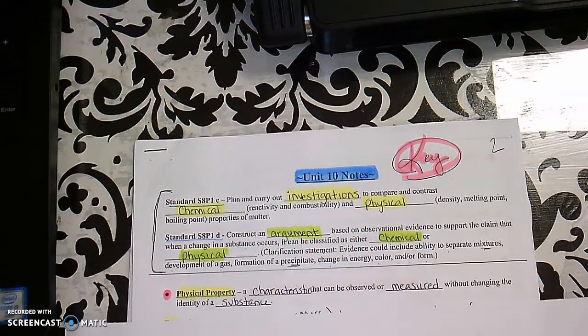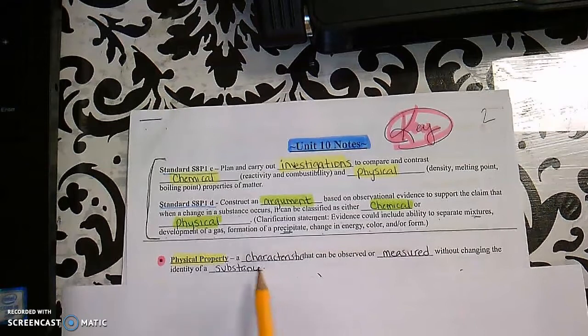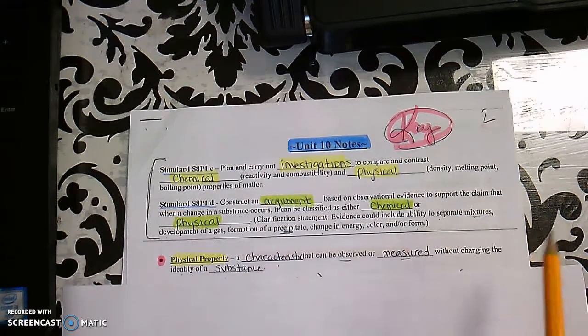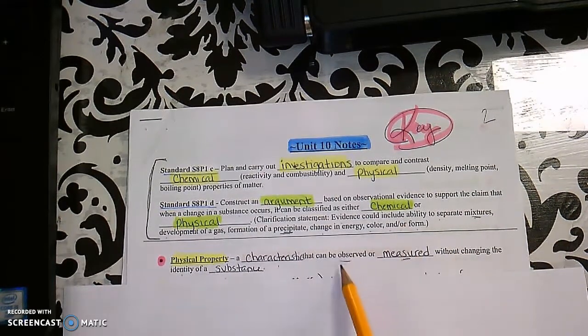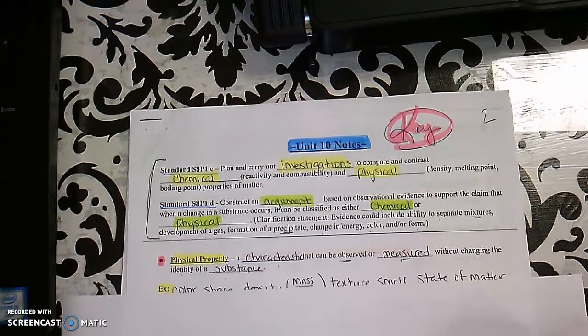So the first thing that we want to learn is what exactly is a physical property, and that is a characteristic that can be observed, like seen, or measured, that's where we apply numbers, without changing the identity of a substance. So observed would be qualitative, whereas measured would be quantitative. We would have numbers applied to it.